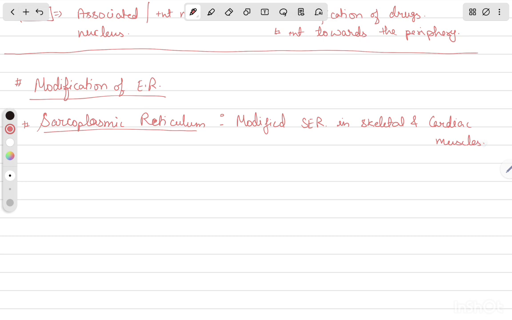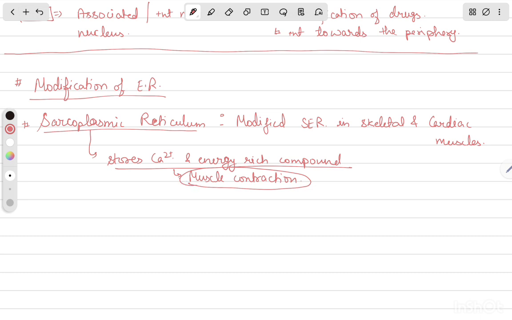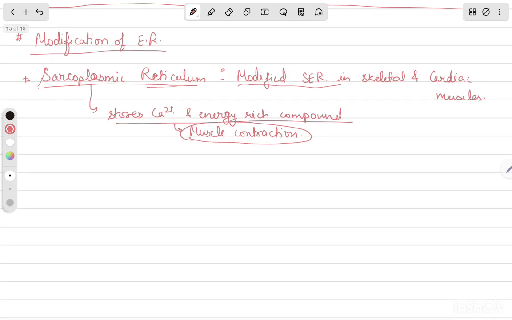What is the function of sarcoplasmic reticulum? It stores calcium and energy rich compound. Now, what is the function of this calcium and energy rich compound? It helps in muscle contraction. So, question can be asked in such a way that which organelle is responsible for muscle contraction? It can be smooth endoplasmic reticulum or sarcoplasmic reticulum, which is also modification of smooth endoplasmic reticulum. Both are same, right?